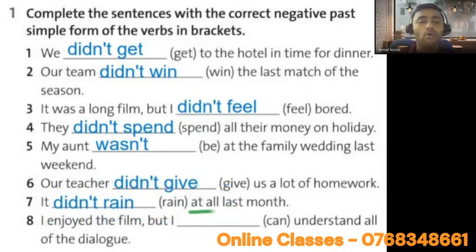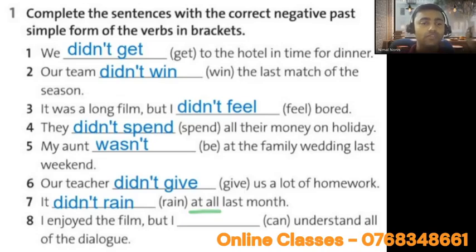Okay, at all, what's the meaning of the phrase at all? In Sinhala, if you take the meaning, kisi setma, so there was no rain at all. So when we say at all, there was no rain. It didn't rain at all last month. The meaning of the phrase at all is kisi setma, right? It didn't rain at all last month.